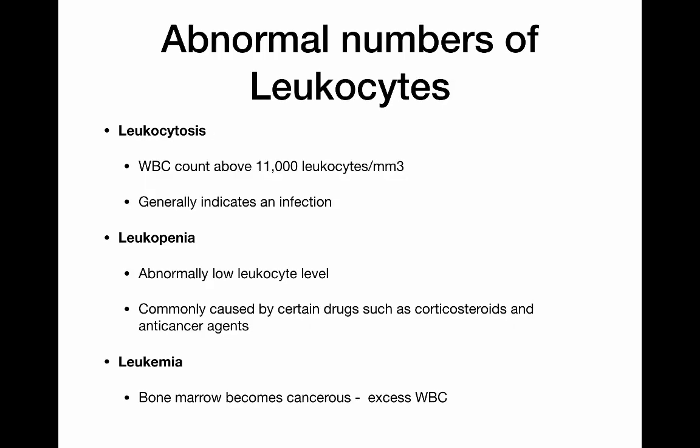So just for some general abnormalities in terms of numbers of white blood cells, again, this doesn't give you a whole lot of information because each white blood cell has its own job. But if you were looking at someone's blood and just looking at a white count, which would be all of the white blood cells found in that sample, a white blood count over 11,000 leukocytes per millimeter cubed is referred to as leukocytosis. That just means lots of white blood cells.